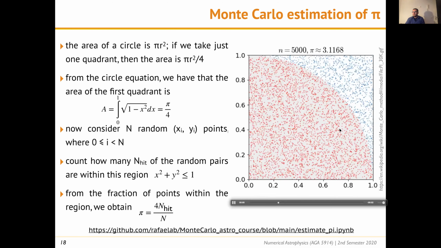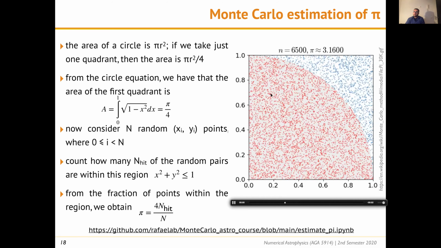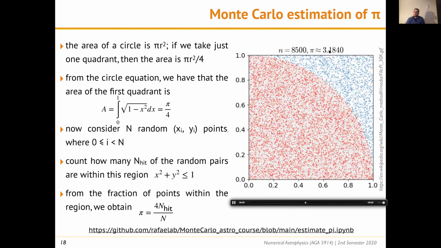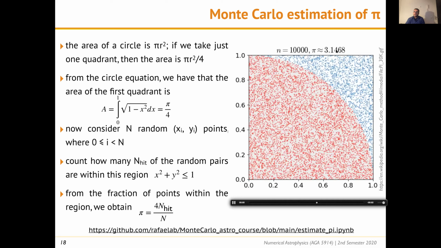Okay, let's see what happens. As you keep throwing more and more of these points, you see that the value of pi keeps going closer to the actual value.